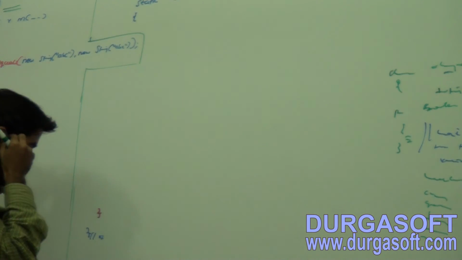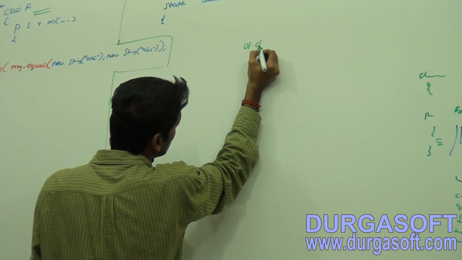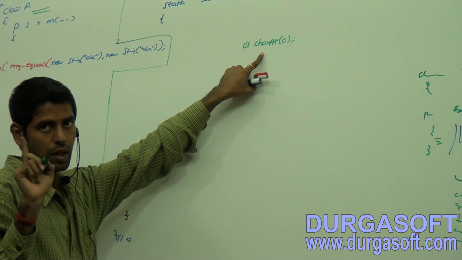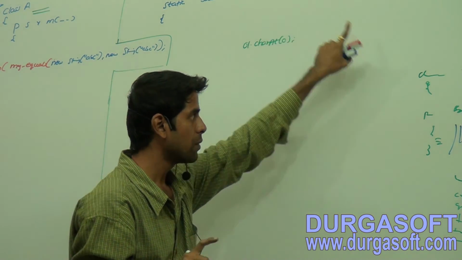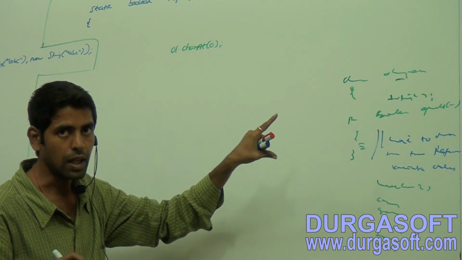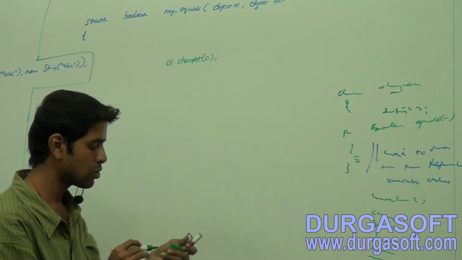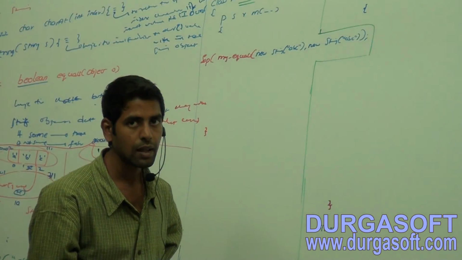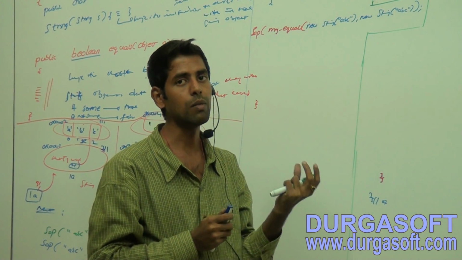Now observe here, can I put here o1.charAt(0)? Can I put? No, I cannot put. If I put, I'll get a compile time error, because the o1 type is Object. Within the object class, do you have a charAt method? No. You'll get cannot find symbol. The symbol is method charAt. The location is class Object. So how to avoid this compile time error? You have to perform typecasting.